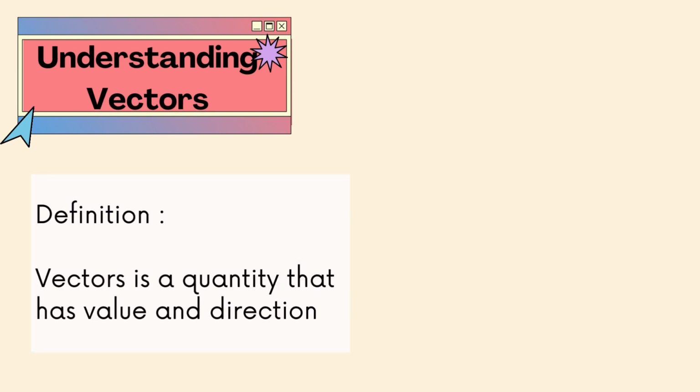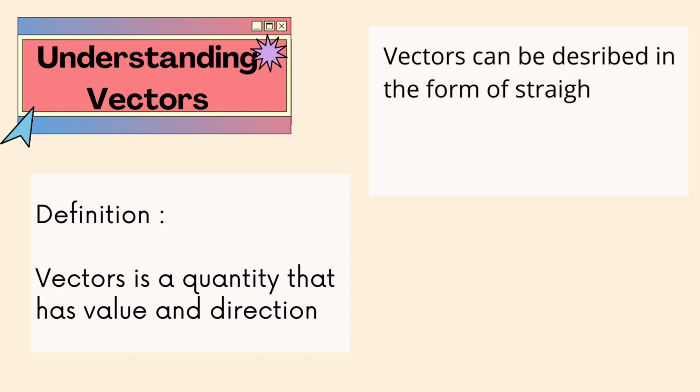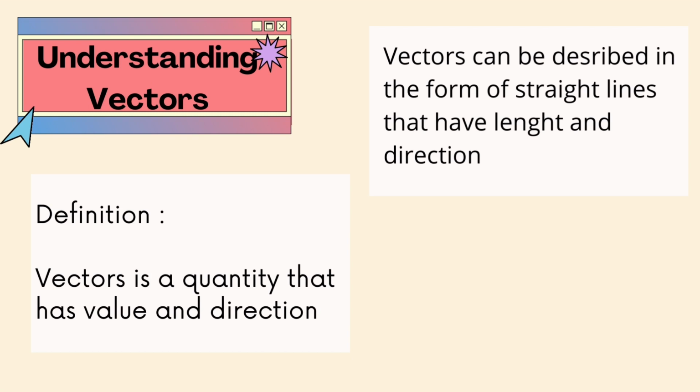Definition of vector. Vector is a quantity that has value and direction. Vector can be described in the form of straight line that have length and direction.